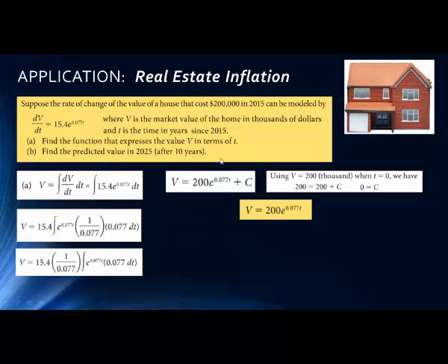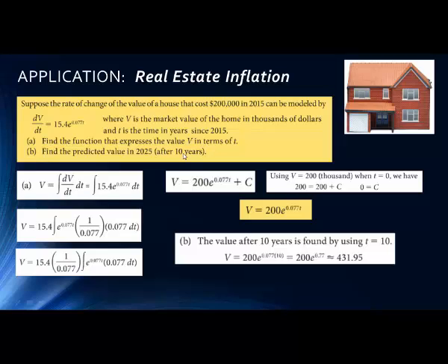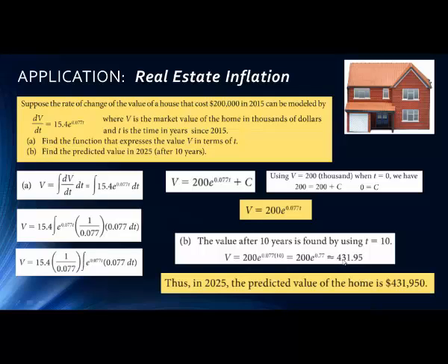Part B is very simple to find. Find the predicted value in 2025. This is after 10 years, so t is going to equal 10. I plug that in and I get 431.95. Now be careful again. Remember that V is expressed in thousands of dollars. So $431,950. Make sure you answer correctly to the units, etc.